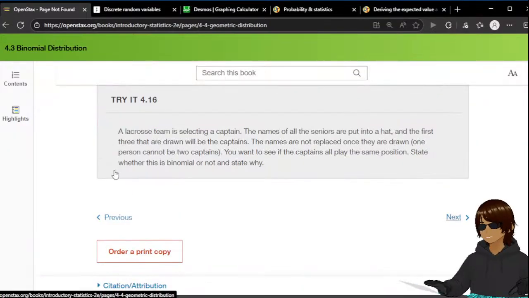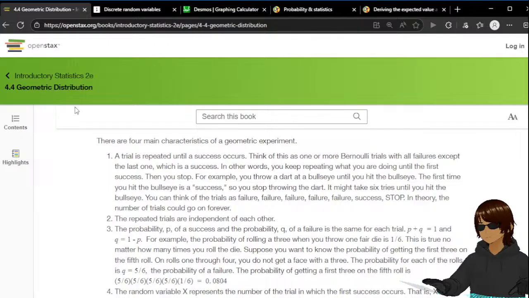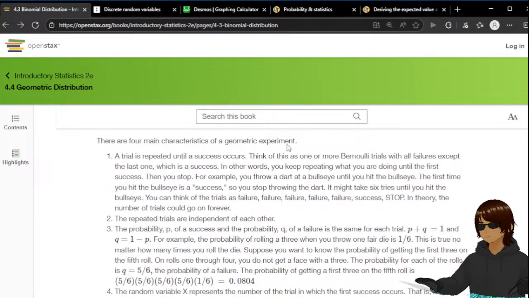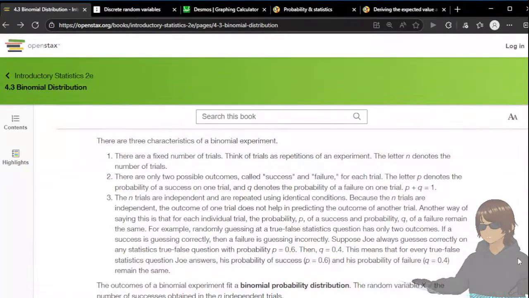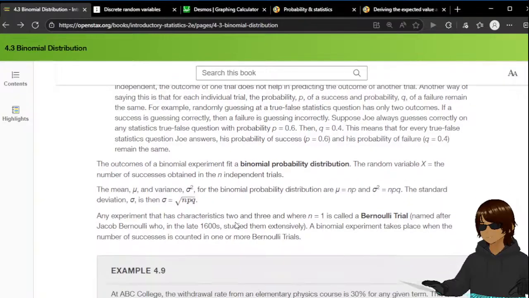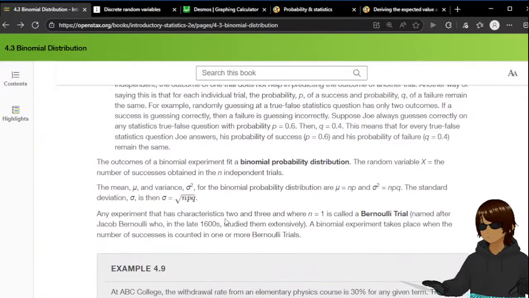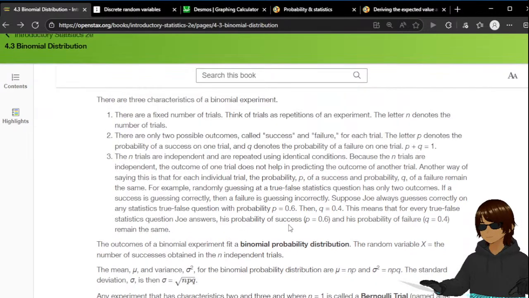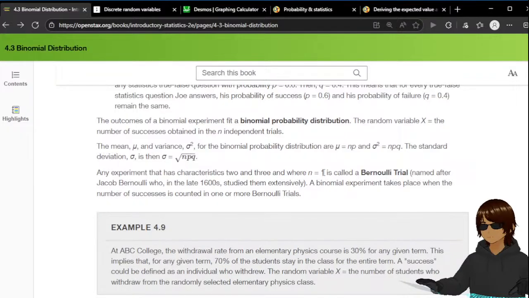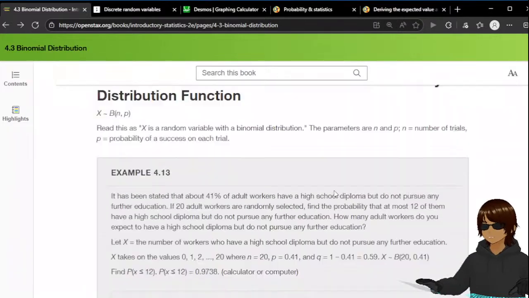Next, we have the geometric distribution. Wait, before I read the geometric one, I want to read this: any experiment that has characteristics 2 and 3, where n is equal to 1, is called a Bernoulli trial. Characteristics 2 and 3: success and failure, and the trials are independent. That's called a Bernoulli trial.